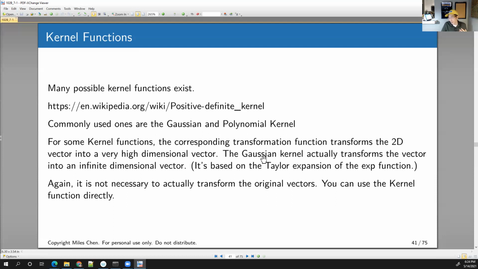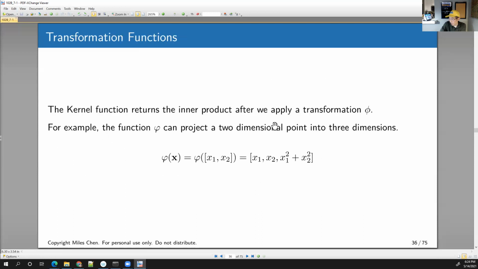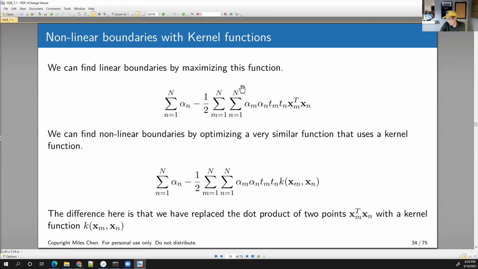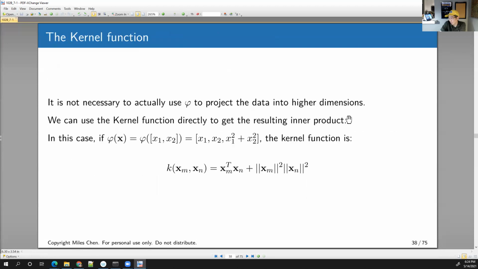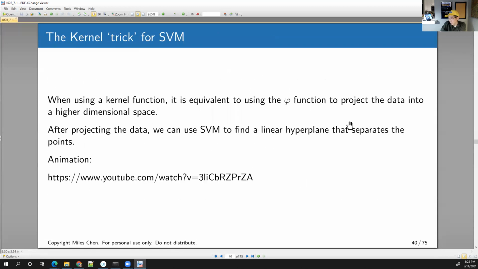And so, similarly, even though these vectors are infinitely long, the inner product is a finite number, and we don't actually have to transform them. We can just use the kernel function directly, and it just plugs into this equation that we're able to maximize using quadratic programming, which I still don't know what it is or how to do that, but we can still plug it in here and arrive at some kind of solution for what that boundary should be.